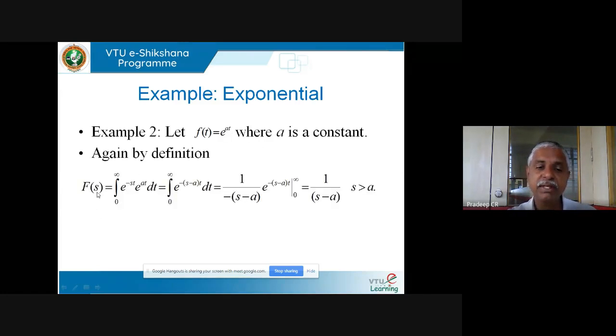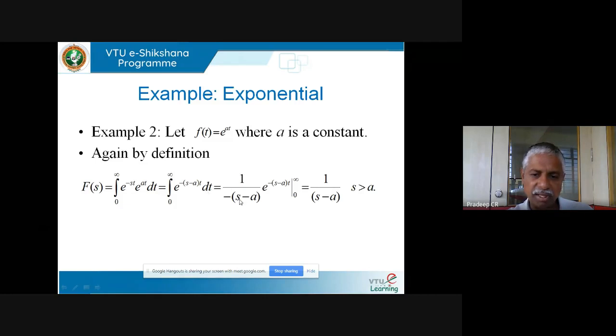The definition says capital F(s), which is L of f(t), is the integral of e^(-st) into f(t), which is e^(at), dt, from 0 to infinity. Don't worry, the proof is not in your syllabus, but I'm just going to explain this. So the integral of e^(-st) into e^(at) dt between t equal to 0 and t equal to infinity. I'll rewrite this as e^(-(s-a)t). Note, s is not dependent on t and a is of course a constant. So it is like integrating e^(-αx) dx.